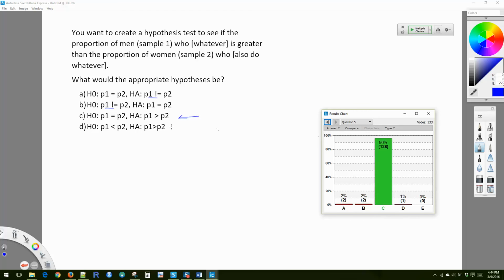So that's good. Again, the null hypothesis always has an equal sign, so right off the bat we can eliminate answer choices B and D because there's not an equal sign there. And here we want to test to see if the proportion of men who do whatever is greater than the proportion of women who also do whatever. That is reflected with the greater than sign, and we're not using the not equal sign. So answer choice C is correct.